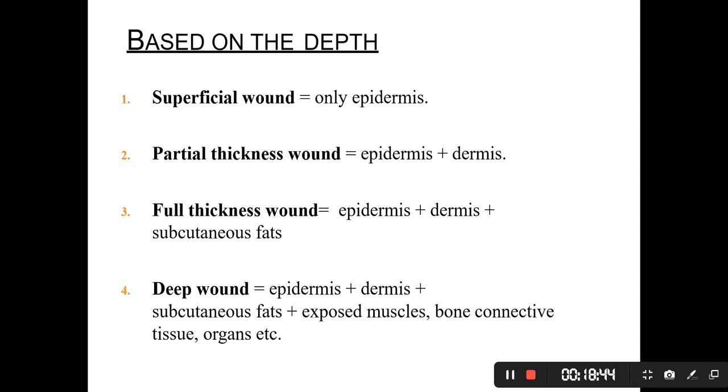So the next classification is based on the depth. It can be superficial, only affecting the epidermis. It can affect your epidermis and dermis both, causing a partial thickness. If it affects epidermis, dermis, and even the subcutaneous fat, it's a full thickness wound. And you call a wound a deep wound only when you can see the muscle layer also. Okay, you can see the muscles and bones and all those serious accidents, and you see all those muscles and bones exposed. Those are called the deep wounds.